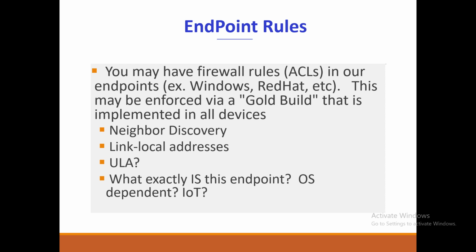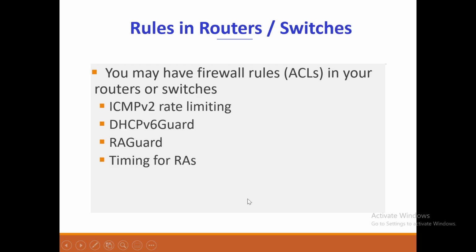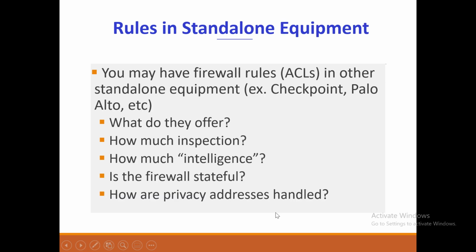So this is what I'm saying: we're going to think about, do we want to have endpoint rules, and when do you put it in if you're going to do it in your gold build, and what is this endpoint? Is it an OS? Is it an IoT device? Is it some virtual machine in the cloud? What does it support? And then what do we do in terms of routers and switches? As I say, we talked about DHCP, V6 guard, RA guard. Do we want to think about rate limiting for ICMP and for RA, stuff like that?